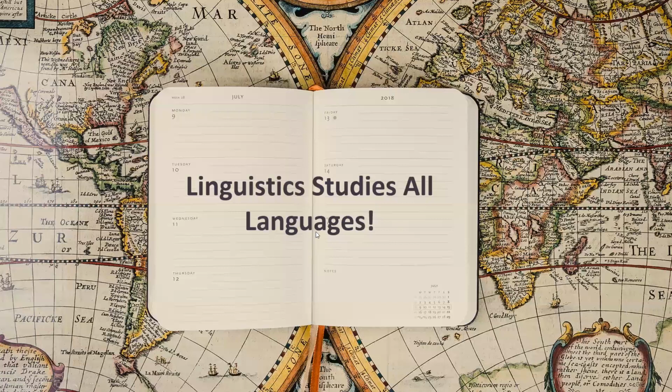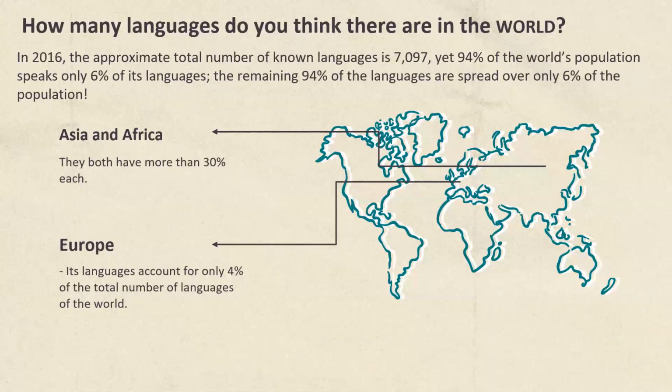Okay, linguistics studies all languages. As we just said, linguistics is not studying a specific language, like English. No, it studies all languages. Okay, how many languages do you think there are in the world? كم لغة موجودة في العالم؟ In 2016, the approximate total number of known languages is 7,097. Yet, 94% of the world's population speaks only 6% of its languages. The remaining 94% of the languages are spread over only 6% of the population. بمعنى انه في العالم عندي لغات كثير جدا، لكن رغم ذلك غالبيه العالم بيتكلم فقط 6% من هذه اللغات، وهذه ال 6% موزعه على 94% من سكان العالم.